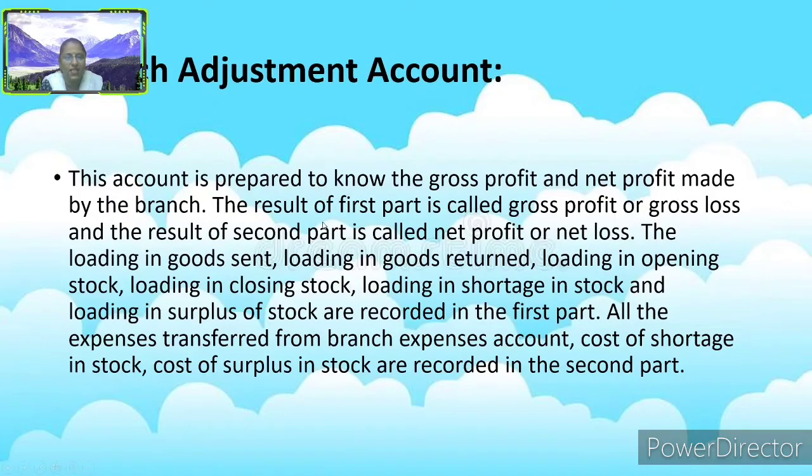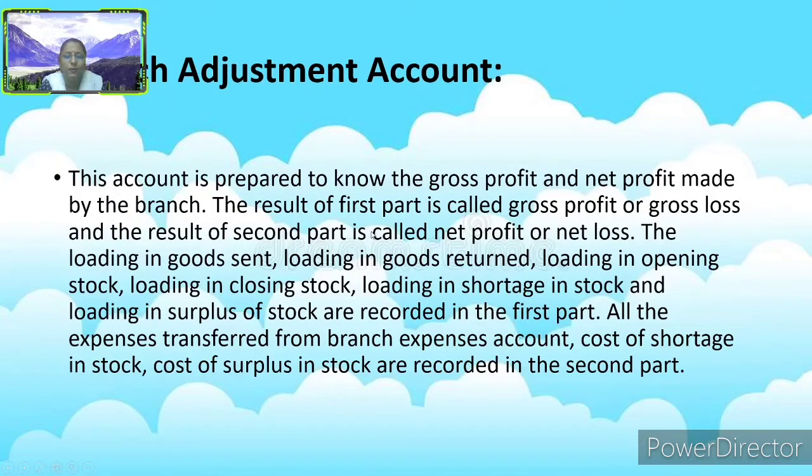This is the most important account, that is the branch adjustment account. This account is prepared to know the gross profit and the net profit made by the branch. Students, it is very essential to know how the particular branch has maintained its accounts, that is, to know the gross profit and the net profit. It is essential to prepare the branch adjustment account.